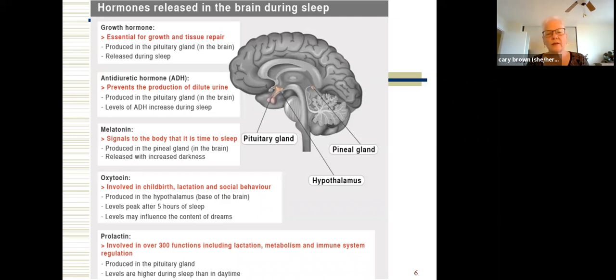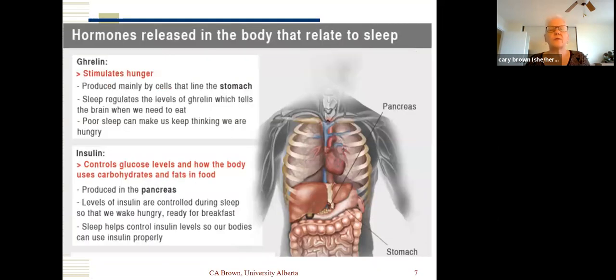Oxytocin is related to this, right? It's something that's metabolized and produced during sleep cycles. So we need it. The peak is usually about 5 hours after sleep has started. So if you're one of those people who believes that you can get by on 4.5 hours of sleep, it's a bit of a problem for you, right? You're potentially not going to reach your full potential in these areas. And prolactin, that's another important hormone. Again, it's involved with sleep. Okay, so these are hormones that are released in the body.